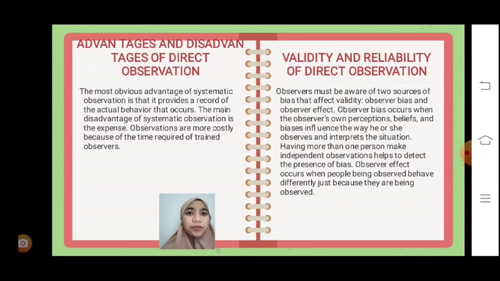Next, advantages and disadvantages of direct observation. The most obvious advantage of systematic observation is that it provides a record of the actual behavior that occurs. The main disadvantage of systematic observation is the expense. Observations are more costly because of the requirement of trainers.